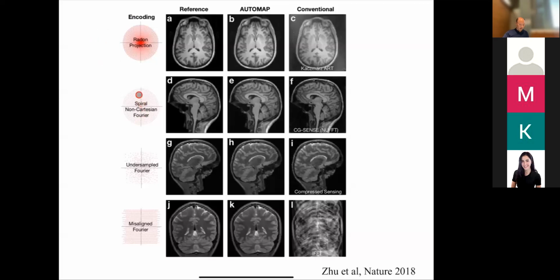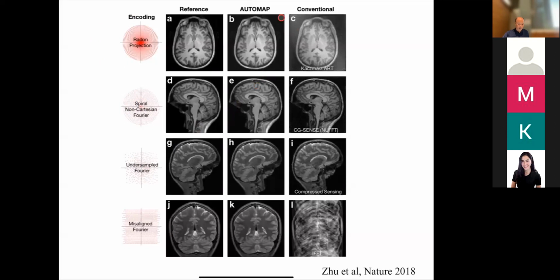Here we're doing a spiral, not the square spiral, but sort of an Archimedean spiral. Here we're just undersampling, like compressed sensing, just taking random samples. And here we've misaligned the Fourier transform. So instead of acquiring line by line, it's like you made a mistake. You acquired here, and then you acquired this line, and you sort of offset your lines. You made mistakes. Okay.